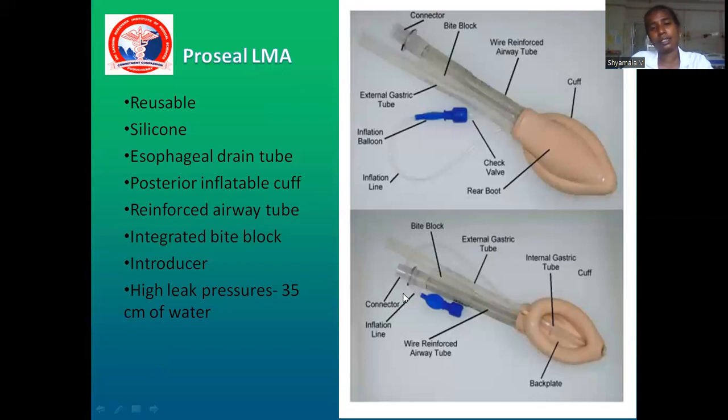Same thing. There's a connector, inflating pilot balloon, wire reinforced airway tube, and the intragastric tube is there. This is the external gastric tube. This is the internal gastric tube. This is the tip of the gastric tube. You can put on a Rayleigh tube so that you can aspirate the intragastric fluid or air, whichever gets collected during the procedure.